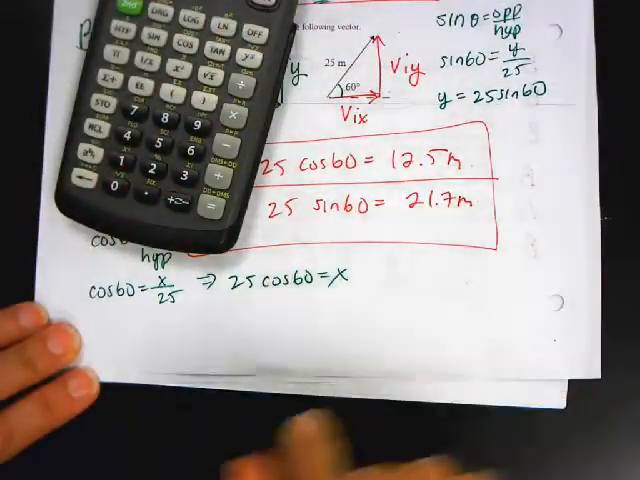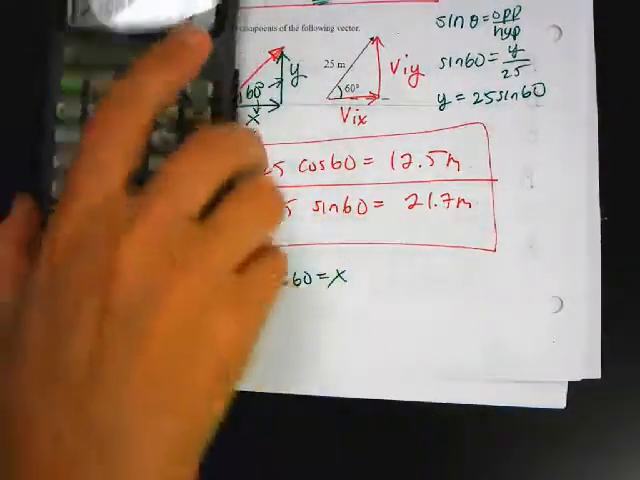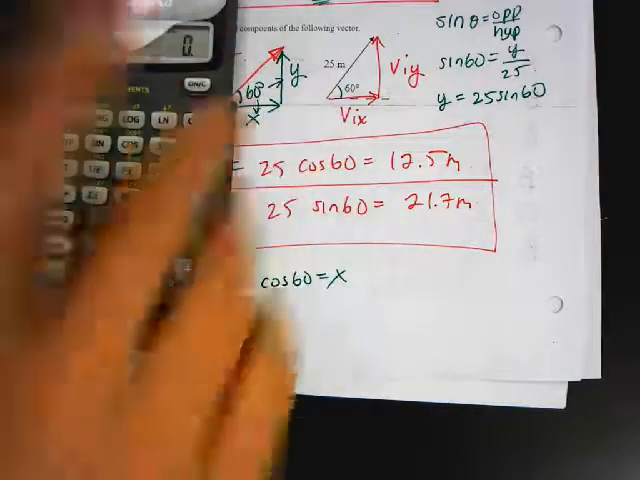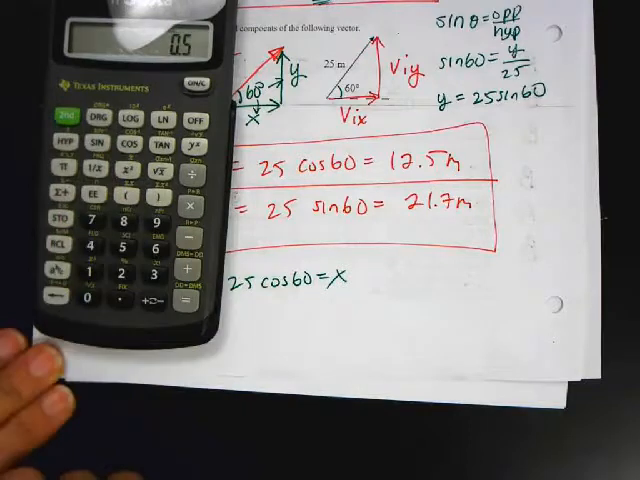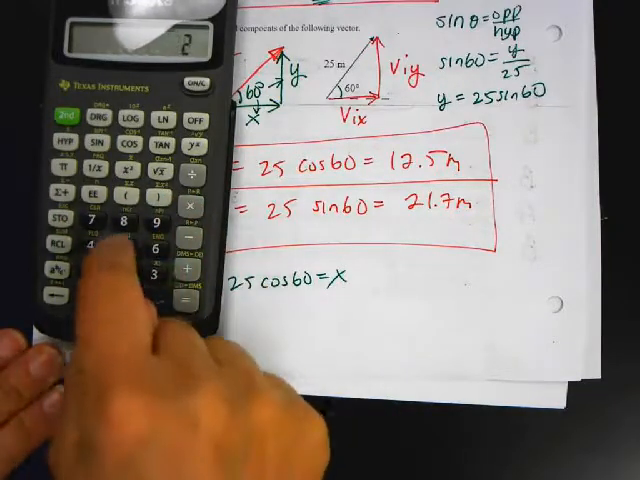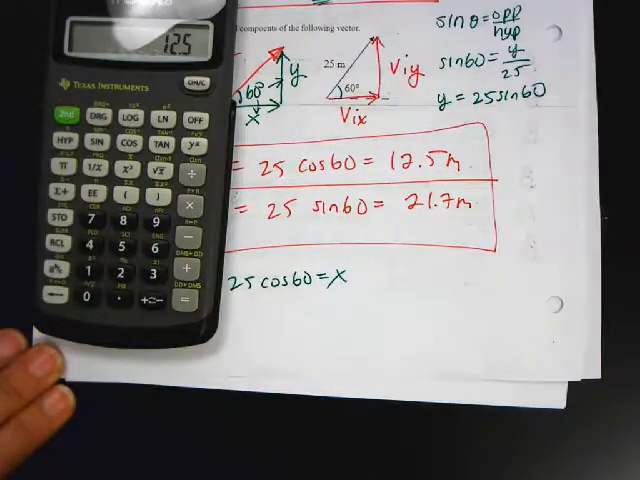All right. So now let's do this one. On my calculator, these are the buttons. First, I'm going to press 60 cosine times 25 equals 12.5. And that's it.